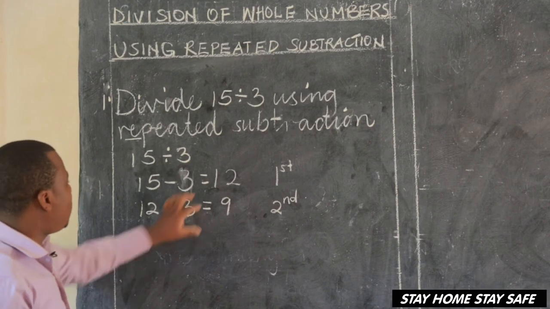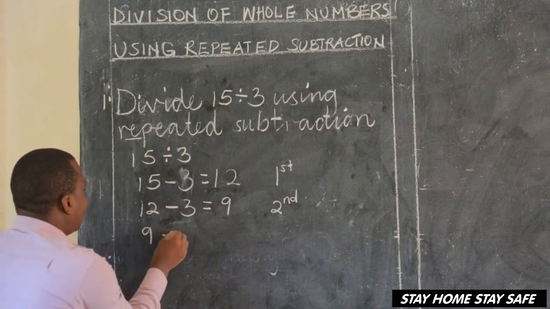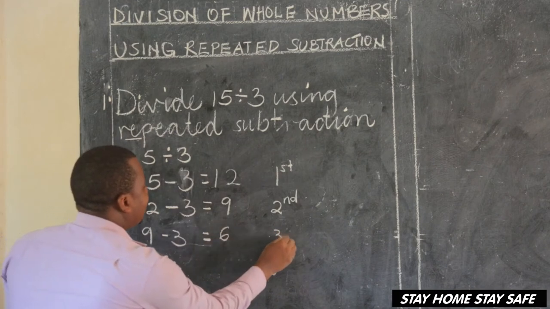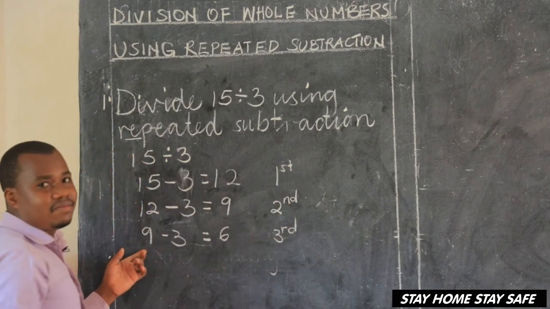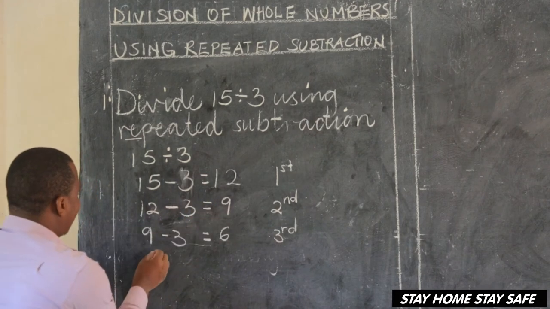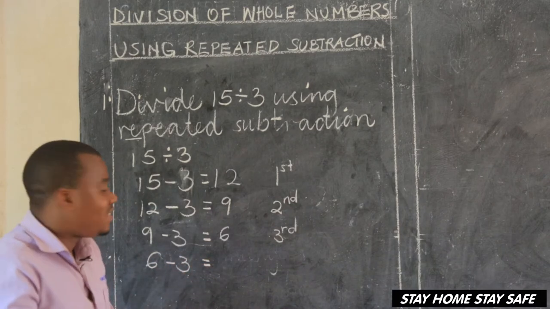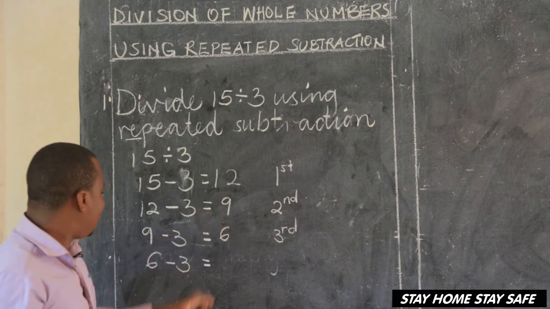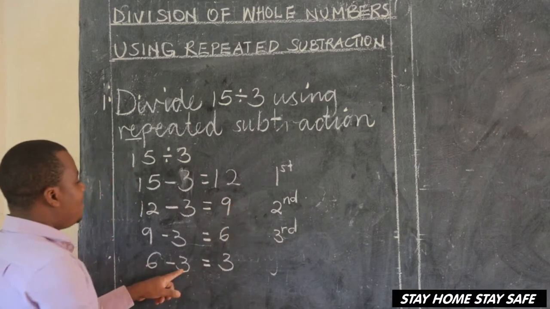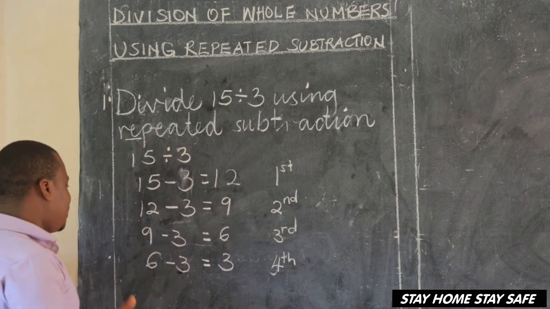Yes. So when you get 9, don't again go back to 15. So you will have 9 take away 3. What is 9 take away 3? 6. And this is your third time. Then you continue. You have got 6. So you will say, what is 6 take away 3? So you keep subtracting the divisor just from the answer you get. So what is 6 take away 3? I have 3. And this is now the fourth time. We are counting as we subtract.